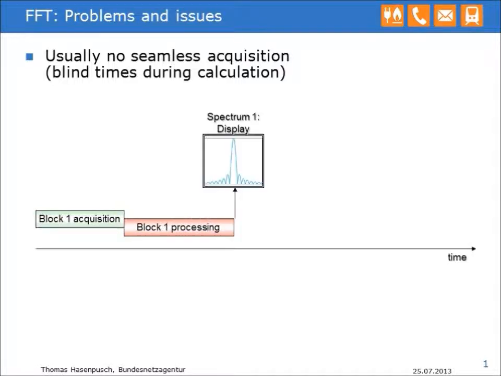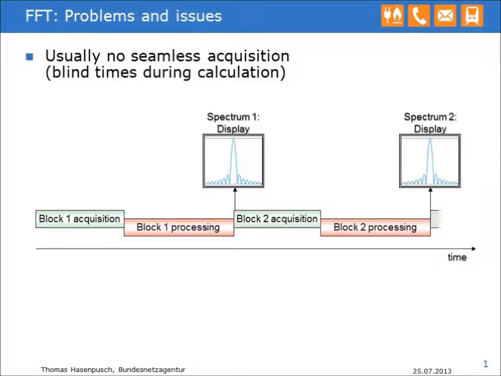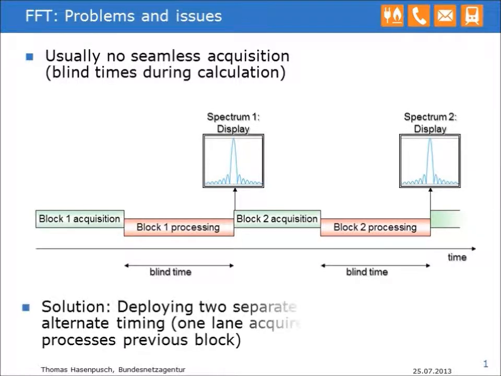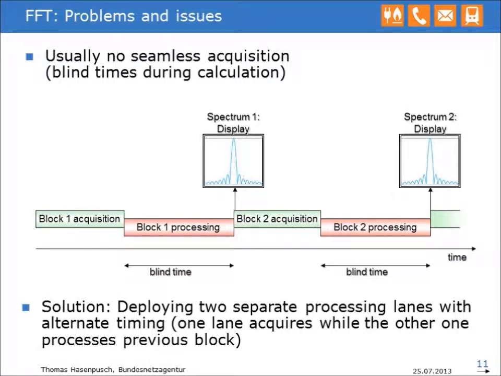Usually we have blind times, because first we have a time where we acquire the signal from the antenna, then this block is processed, and after the processing time we get the resulting spectrum. And then the next block is acquired, processed, and displayed. And during the processing times, we are blind on the input of the analyzer, because anything that happens during that time we cannot record. And in many cases, this processing time can be much longer than the acquisition time, so that we actually only get snapshots of the signal and no seamless acquisition.